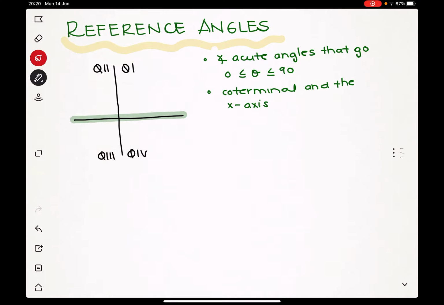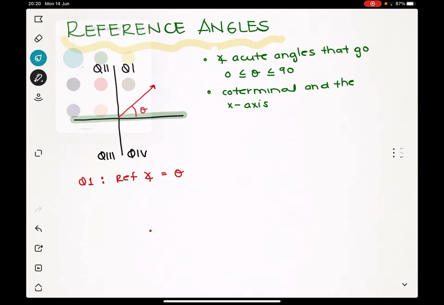So before we go into anything else, remember that we have 4 quadrants, and the 4 quadrants are going to give us different reference angles. So for example, if I'm in quadrant 1 and I have this angle right here, in quadrant 1, the reference angle equals the angle. Because we are between 0 and 90, we're going to have exactly that, right?